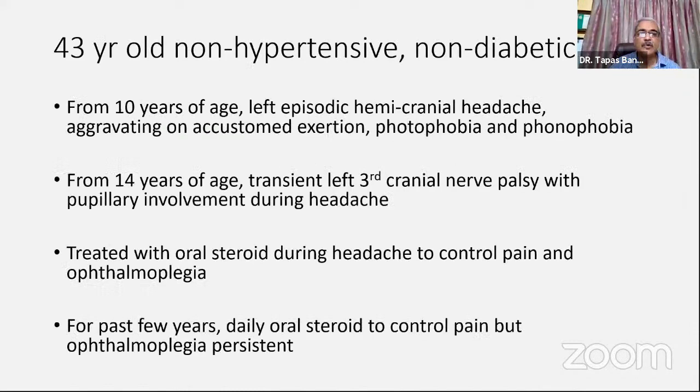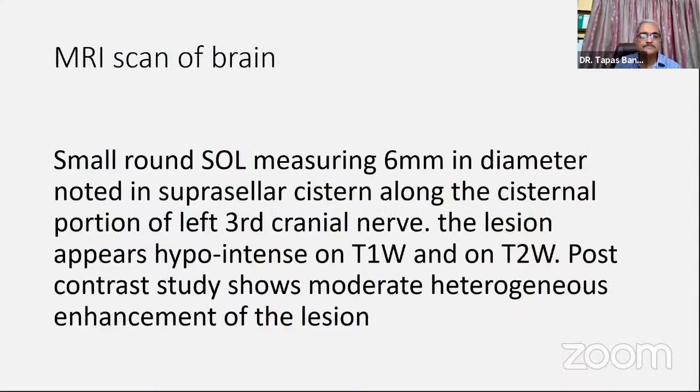Another case: a 43-year-old non-hypertensive, non-diabetic man. From the age of 10 years, he had left episodic hemicranial headache with accompanying photophobia, phonophobia, etc. At 14 years of age, during the headache, he developed transient left third cranial nerve palsy with pupillary involvement. He was treated elsewhere, and the doctors noticed that once he was given oral steroid, the headache and the ophthalmoplegia disappeared. For a few years before presenting to us, he was taking oral steroids daily because he said that was the only way he could control his pain, but his ophthalmoplegia remained persistent for the last few years, with pupillary involvement.